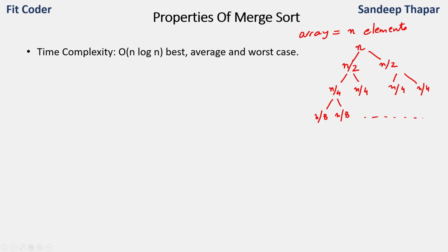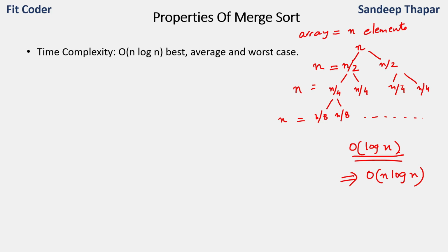So if we remember our discussion in the binary tree, we know that the height of the tree is order of log n. And if we do the summation of the number of elements at each step, n by 2 plus n by 2 will be n, n by 4 into 4 times will also be n. And the height of the tree is log n. So basically the computation required to sort the entire array will be order of n log n, where n is the effort required at each level and log n is the height of the tree. So this was regarding the time complexity.